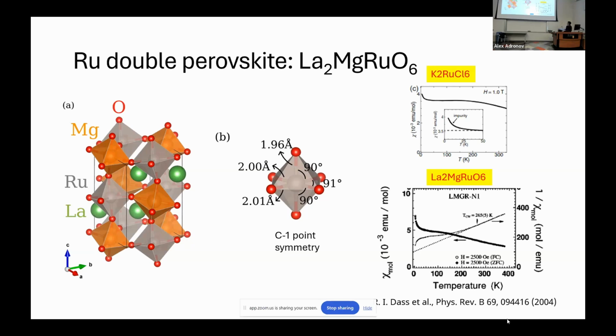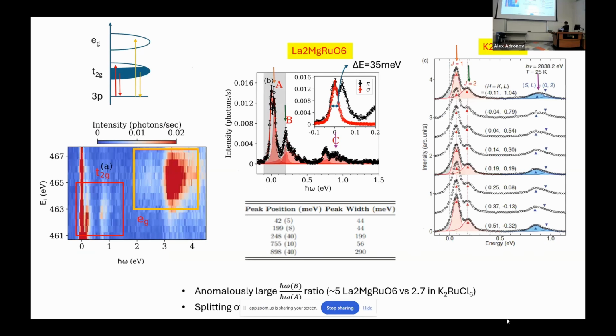All right, the ground state has been suspected for 2 decades to be a singlet ground state. If you compare this LMRO, which is the name of the double perovskite, to the chloride, which is cubic, you can see that their susceptibility looks the same, with the Van Vleck region at low temperature. Now we did RIXS, and we try to understand the full atomic multiplet structure.